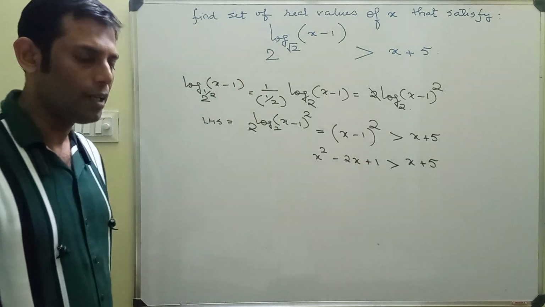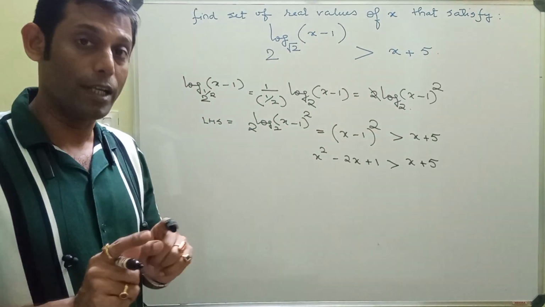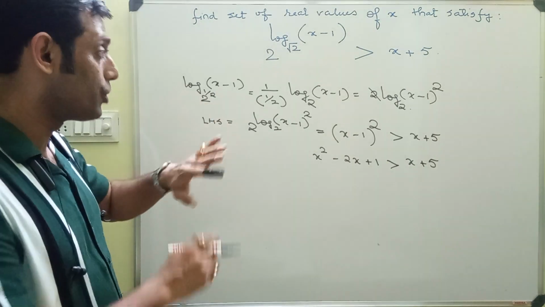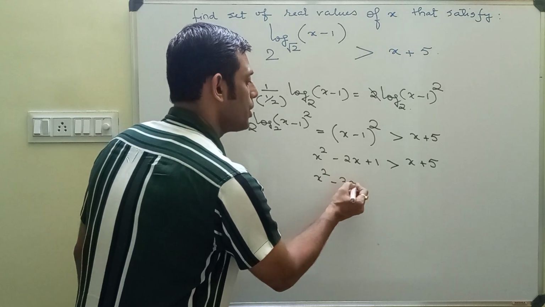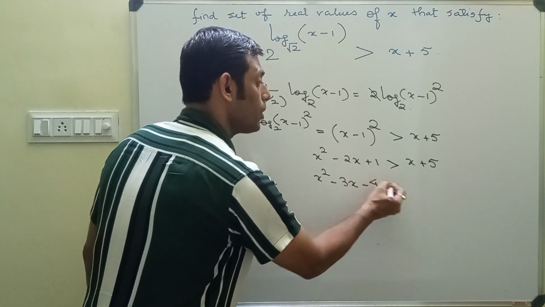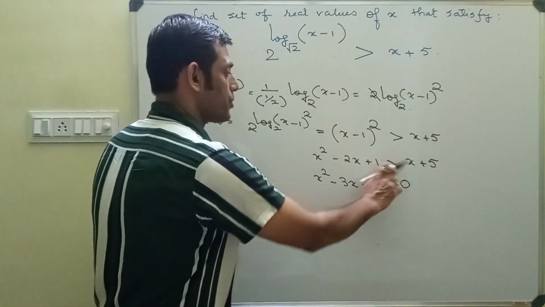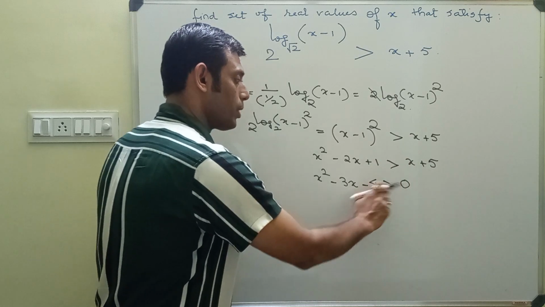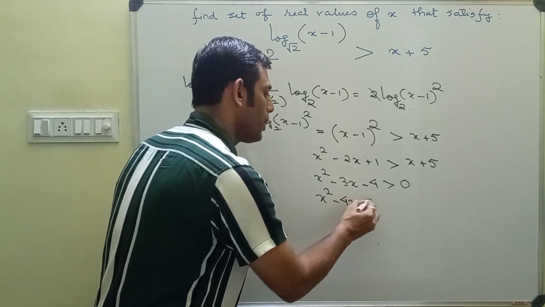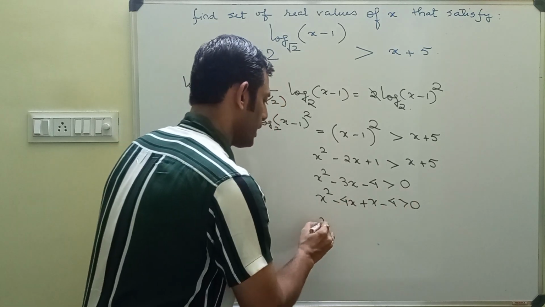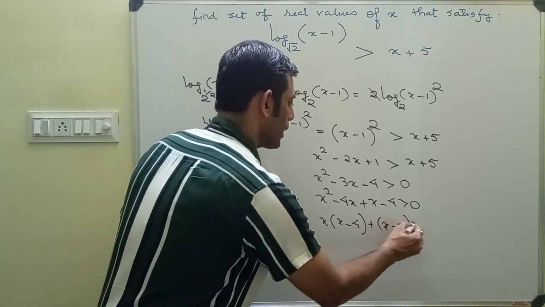I hope I have gone a little more speedily in coming to this particular step. I have gone that deliberately. You should be able to apply properties this fast in an exam. Let's go ahead. X square minus 3x minus 4 greater than 0. Can we factorize this? I hope we can. X square minus 4x plus x minus 4 greater than 0. That means x into x minus 4 plus x minus 4 greater than 0.